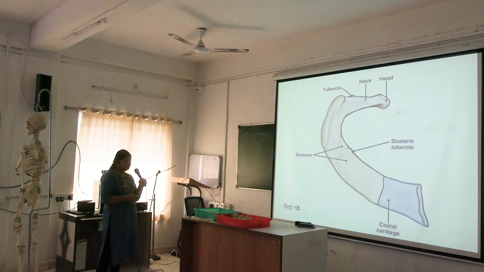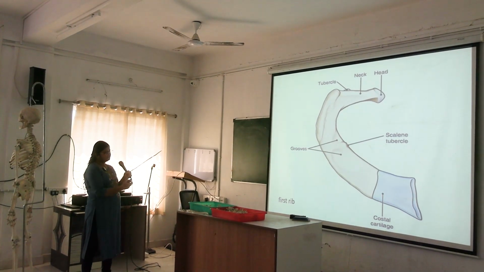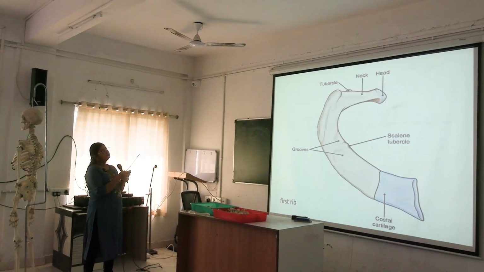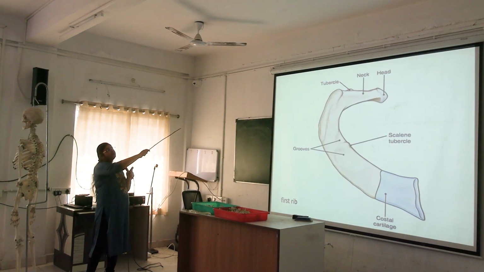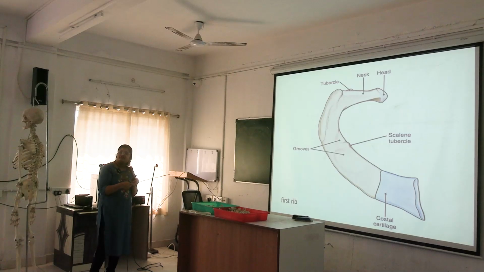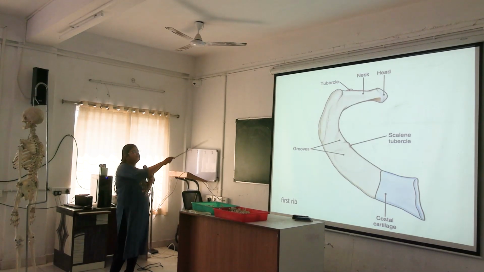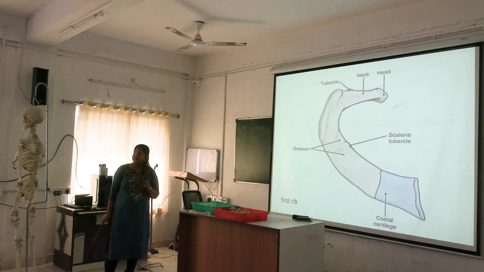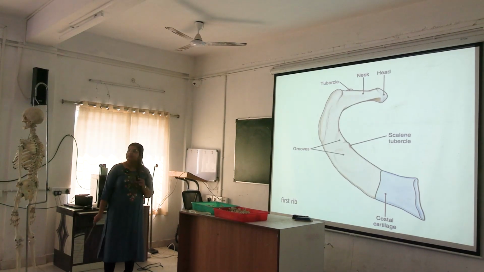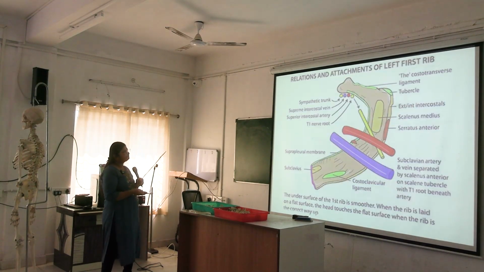See here the first rib. First rib has a head here, head, neck, tubercle. The tubercle has both parts, articular and non-articular, and here are the two grooves. The anterior one is for the subclavian vein, the posterior one for the subclavian artery, and in between there is the scalene tubercle on the inner border, that is for attachment of the scalenus anterior muscle, and the anterior end is articulating with the costal cartilage.